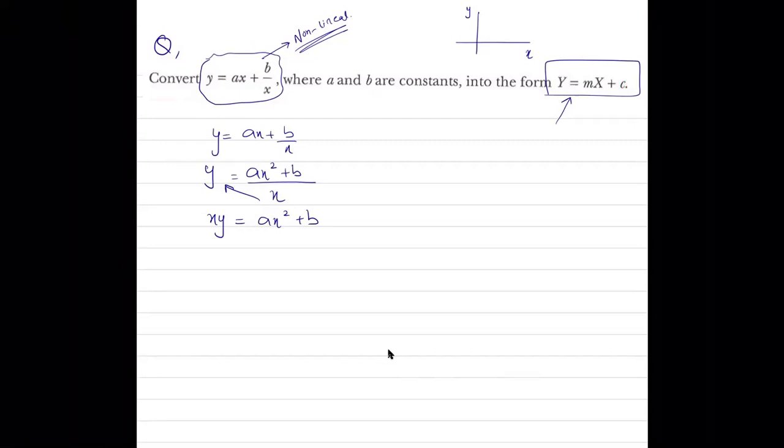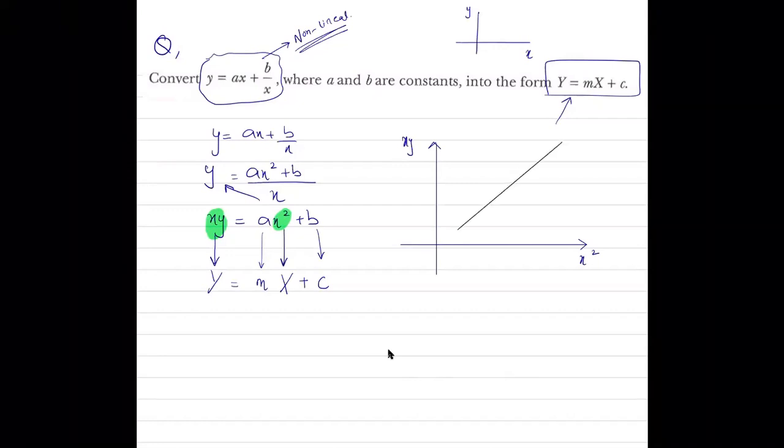If you see over here, if you plot xy against x square, you are going to get a straight line. xy becomes your capital Y, a becomes your gradient, x square becomes your capital X, and b is going to be your y-intercept. So this simply means that if you plotted xy values against x square, you would get a straight line. You would get a linear line.